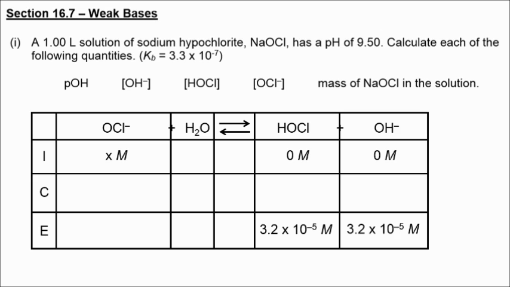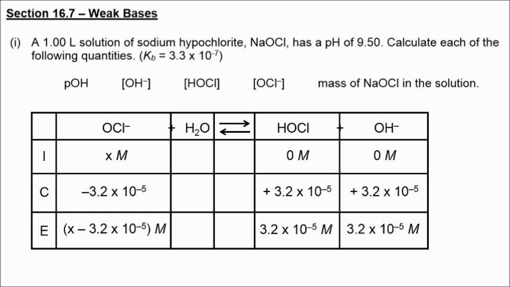Now once we fill in this information, we realize that the concentration of hydroxide represents the plus x portion of this ice table. So minus x on the left side of the equation, that tells us that at equilibrium, the concentration of the hypochlorite ion is x minus 3.2 times 10 to the negative 5. Now we can plug in these three values and solve for x.